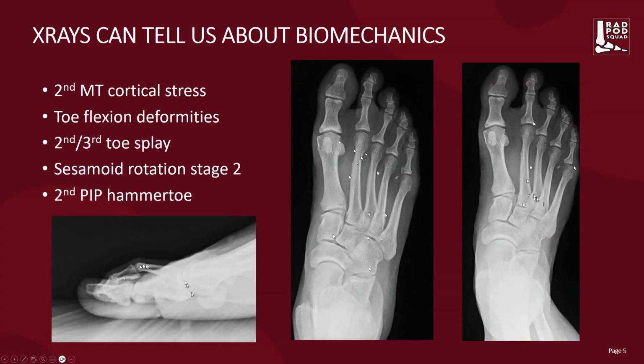In other patients, we might actually see flattening of the second metatarsal head as the biomechanics of the second MTP joint is altered, creating a situation that creates accelerated osteoarthritis through our second MTP.